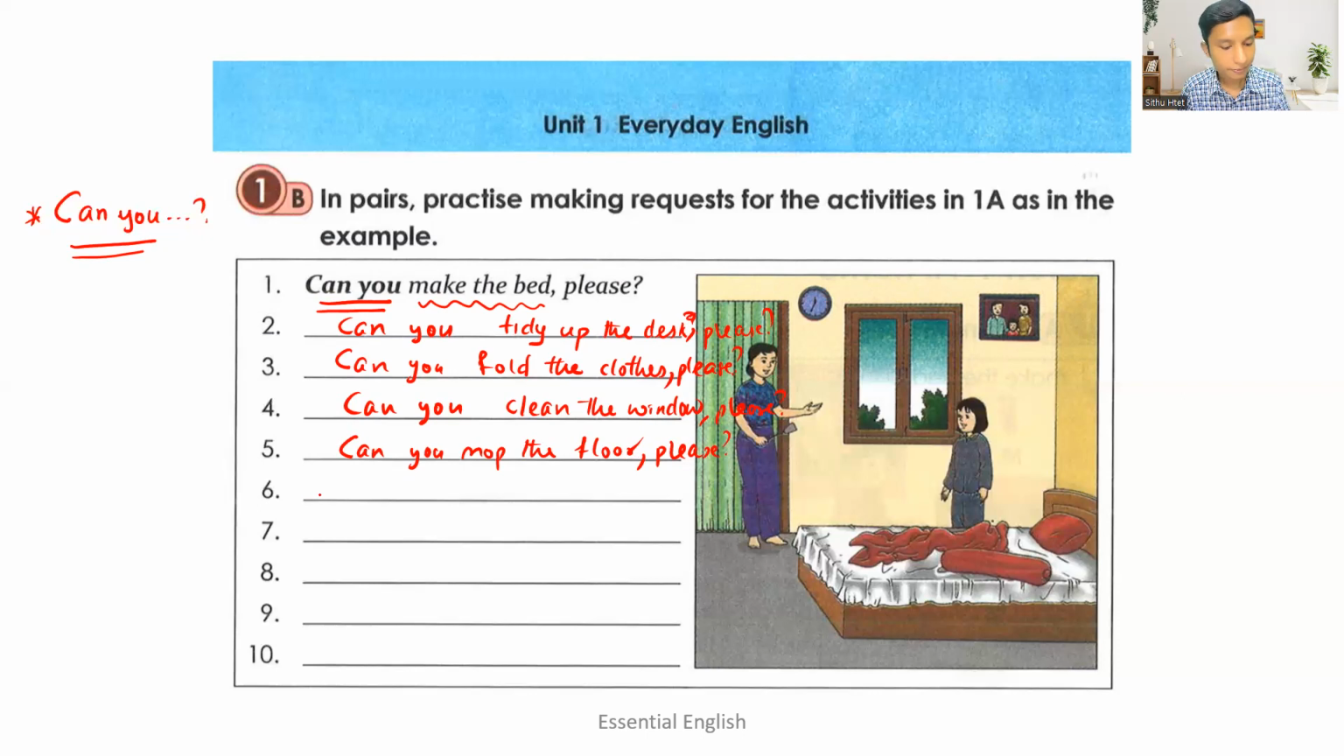Number 6, clean the bathroom. Clean the. Okay, please try to make a request by using can you. Yes, you're right. Can you clean the bathroom, please?